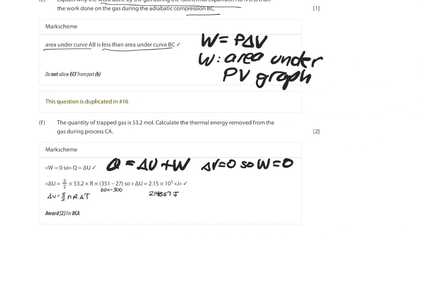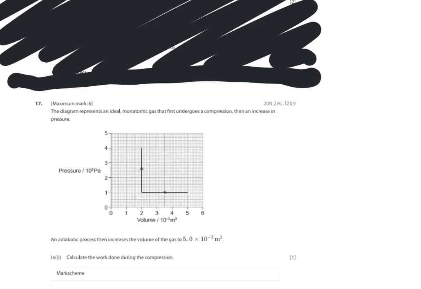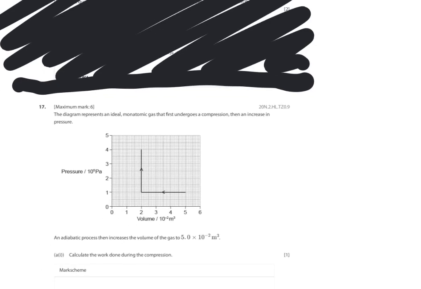For F, okay, I'm over 30 minutes, but we just have one more question. Let's just squeeze this in. It doesn't even look that long. It's just A and B. We have a pressure volume graph here, going from A to B to C. It says it undergoes a compression and then an increase in pressure. An adiabatic process increases the volume of the gas to 5 times 10 to the negative 2 meters cubed, which we can see from the graph.